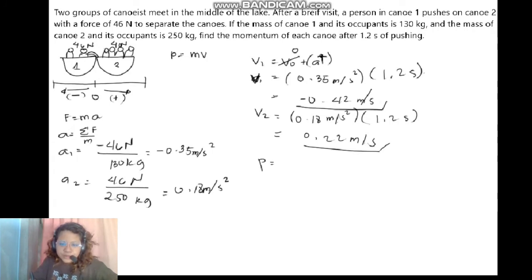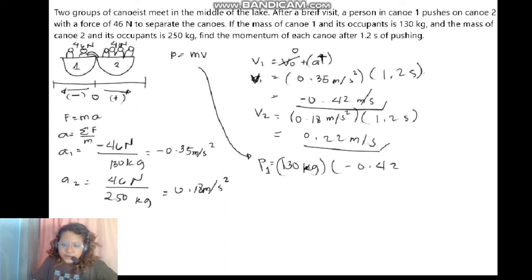Solve for the momentum, itong formula na to, mass times velocity. For momentum of canoe 1, the mass is 130 kilograms. And the velocity is negative 0.42 meters per second. And the answer for that is negative 55 kilograms multiplied by meters per second.